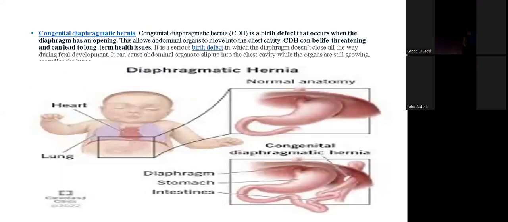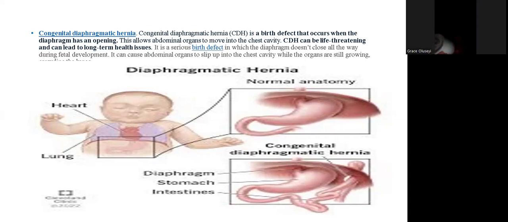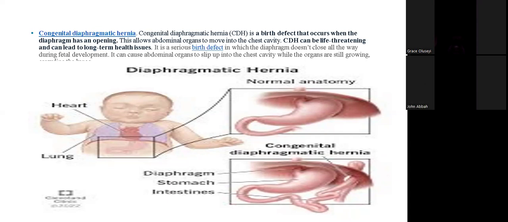The next type of hernia that we will be talking about is congenital diaphragmatic hernia, CDH. Now, CDH is a birth defect. It's common with children. It's a birth defect that occurs when the diaphragm has an opening. So if you look at the diagram in front of you, we are seeing a normal anatomy of the diaphragm. Then you now see the second one, which is showing you clearly congenital diaphragmatic hernia. Because there is an opening, it allows for abdominal organs to move into the chest cavity.